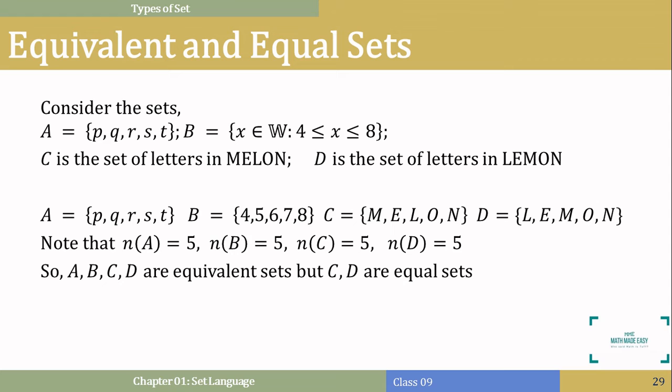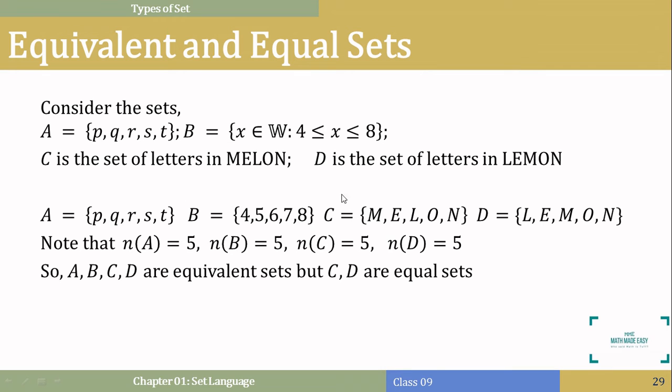Consider the set A equals P, Q, R, S, T, and B equals x in whole numbers, where x ranges from 4 to 8 including the endpoints, and C is the set of letters in melon and D is the set of letters in lemon. We'll describe each set in roster form, so it makes it easier to find the cardinality and check the elements in any set. So A equals P, Q, R, S, T, which is explicitly given, and B is 4, 5, 6, 7, 8.